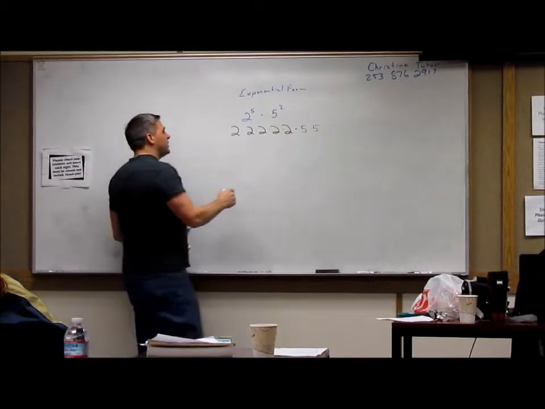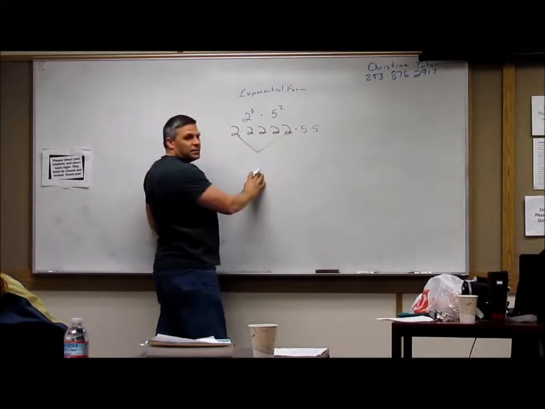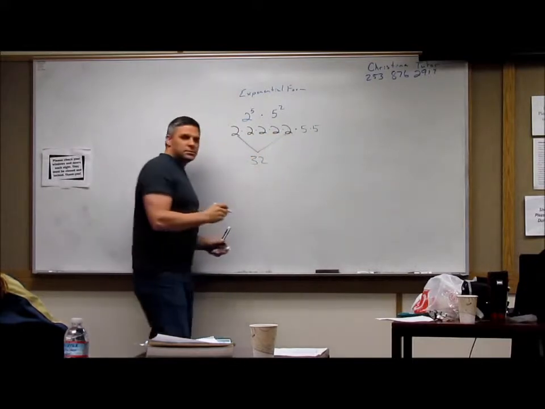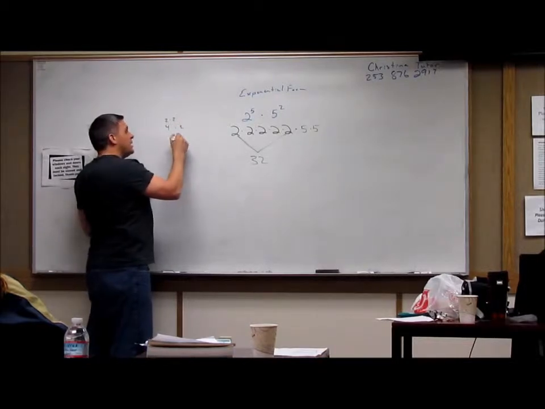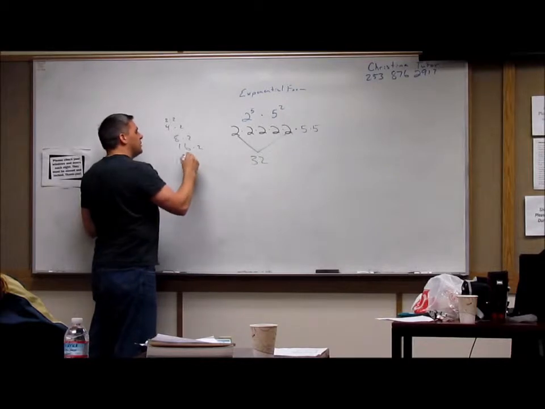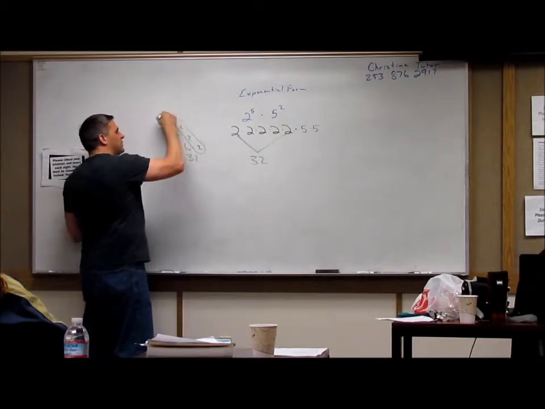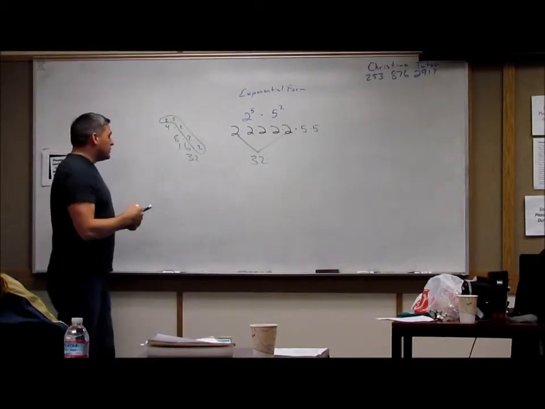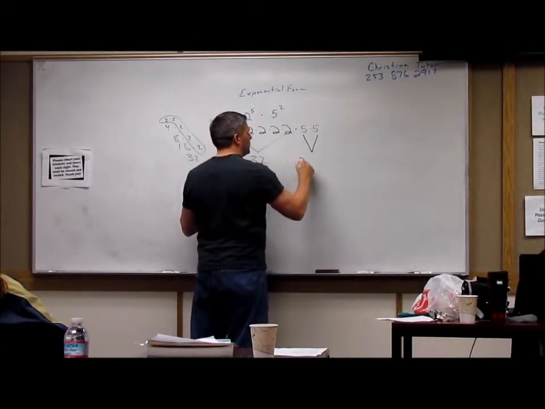So what I end up with is 2 times 2 times 2 times 2 times 2. Well, this is 32. Okay? So in other words, it's 2 times 2, which is 4, times 2, which is 8, times 2, which is 16, times 2, which is 32. So that's 5 twos. So I got 32, and then I've got 5 times 5, which is 25.